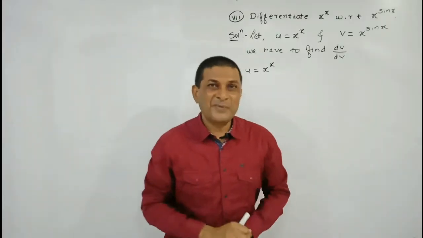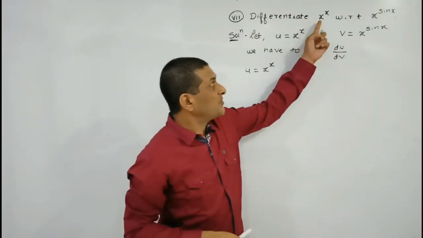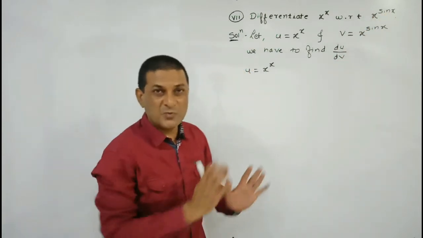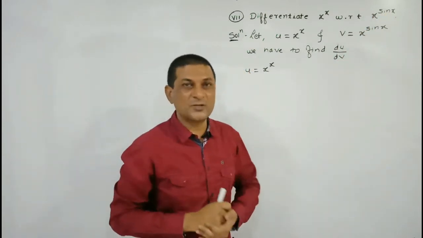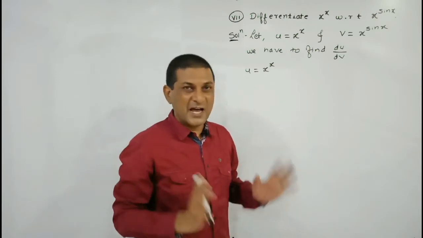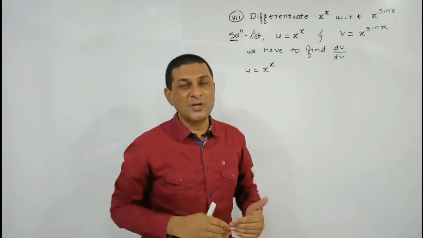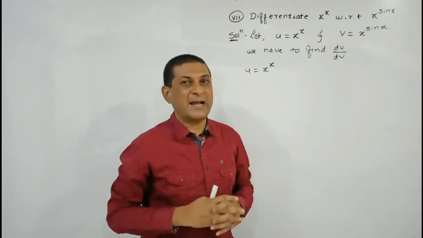Now see in example number 7, here also we have to differentiate x raised to power x with respect to x raised to power sin x. Means we have to differentiate one function with respect to another function. Already in the last 6 examples we have seen that in such cases we use the formula to find the differentiation of parametric function.